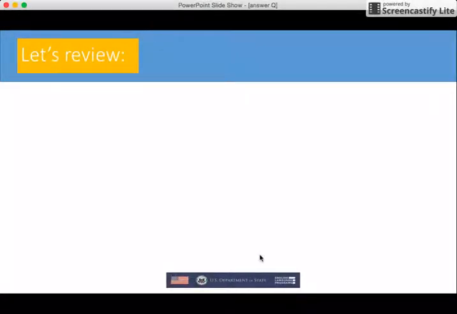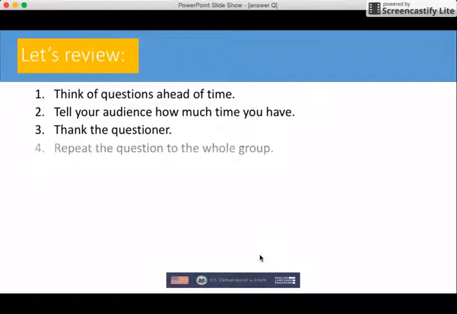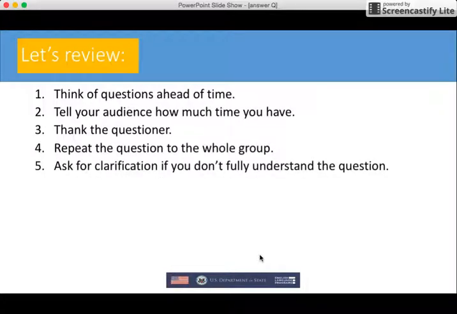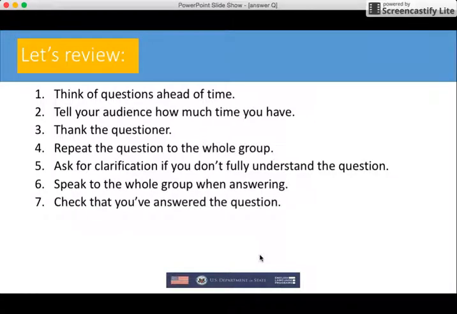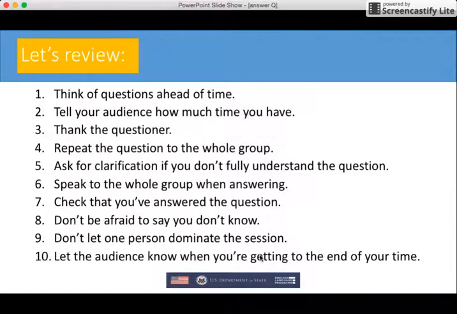So let's do a quick review. Think of questions ahead of time. Tell your audience how much time you have. Thank the questioner. Repeat the question to the whole group. Ask for clarification if you don't fully understand the question. Speak to the whole group when answering. Check that you've answered the question. Don't be afraid to say you don't know. Don't let one person dominate the session, and let the audience know when you're getting to the end of your time.